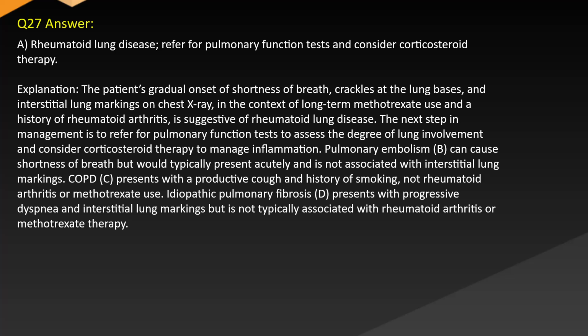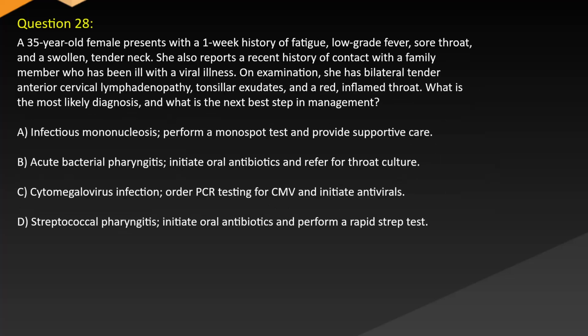The next step in management is to refer for pulmonary function tests to assess the degree of lung involvement and consider corticosteroid therapy to manage inflammation. Pulmonary embolism, B, can cause shortness of breath but would typically present acutely and is not associated with interstitial lung markings. COP, C, presents with productive cough and history of smoking, not rheumatoid arthritis or methotrexate use. Idiopathic pulmonary fibrosis, D, presents with progressive dyspnea and interstitial lung markings but is not typically associated with rheumatoid arthritis or methotrexate therapy.